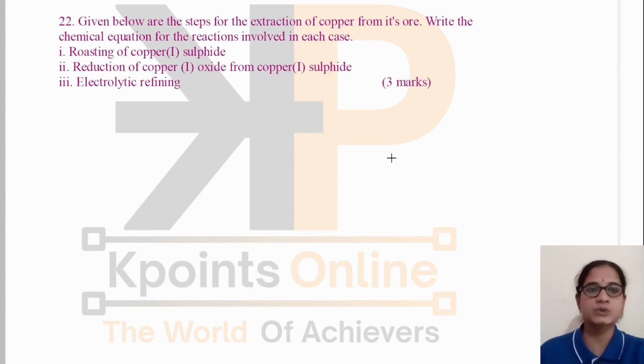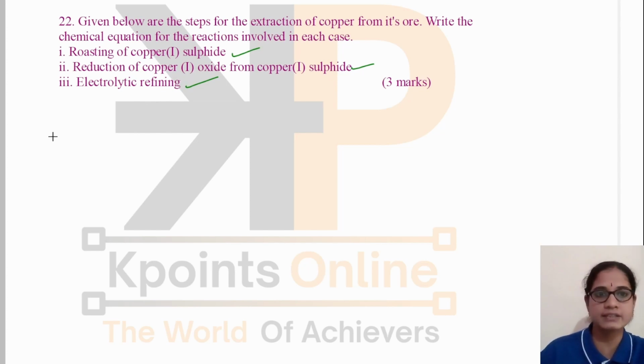The next question is: given below are the steps for the extraction of copper from its ore. Write the chemical equation for the reactions involved in each case. Roasting of copper sulfide, reduction of copper oxide from copper sulfide, and last, electrolytic refining. We have to write the reactions involved in this process.